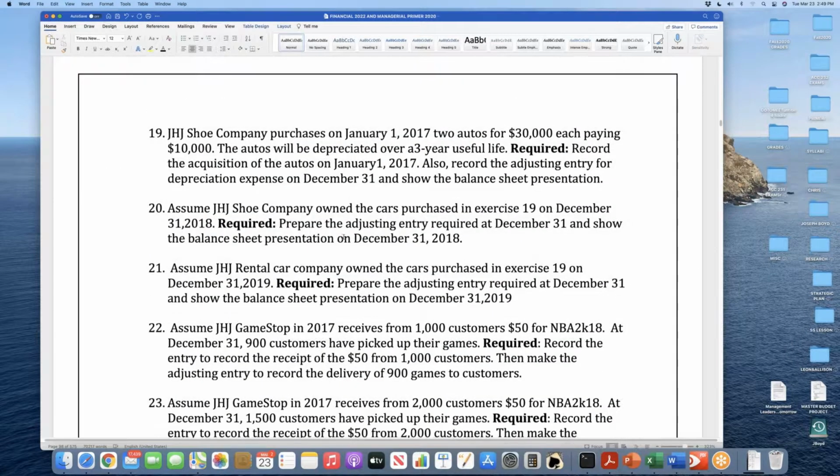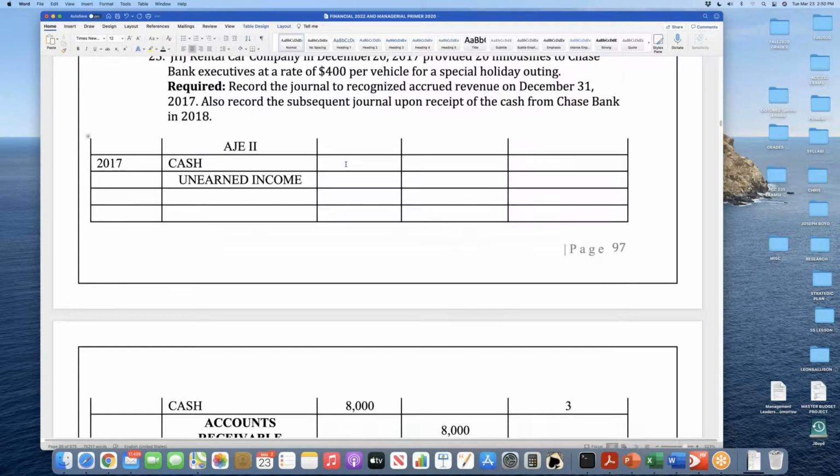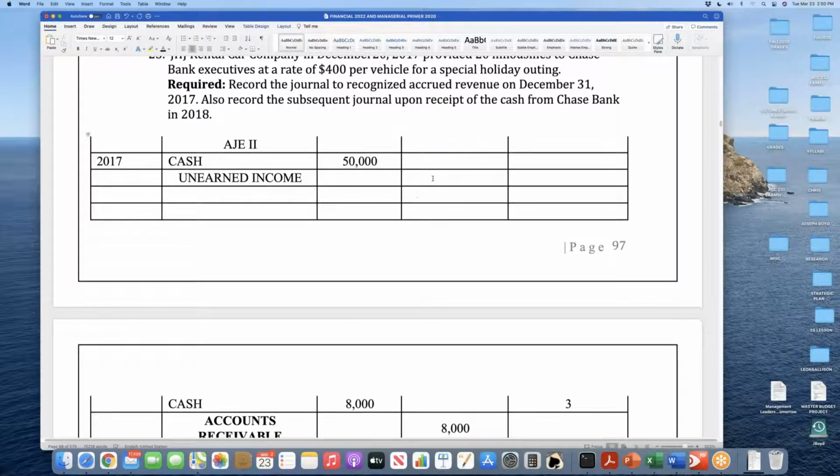It's gonna be 50,000. So 1,000 customers paid $50 each. So we have cash of 50,000 and unearned income of 50,000. We said that was a type what, 4.